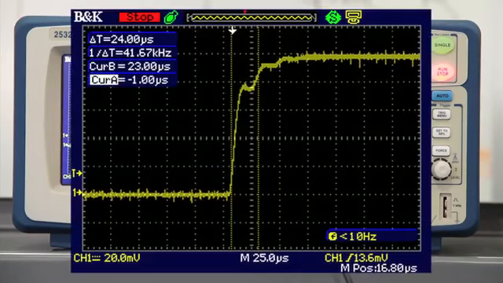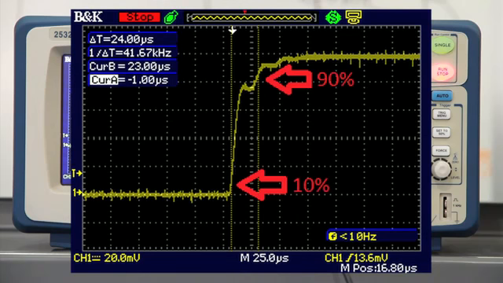Now use the cursors from the oscilloscope to trace the 10% and the 90% mark of the slope transition. The difference between these 2 points equates to 12 amp because 90% of 15 amp is 13.5 and 10% is 1.5. Subtracting the two equals 12 amps. Make note of the time difference between the 2 points.